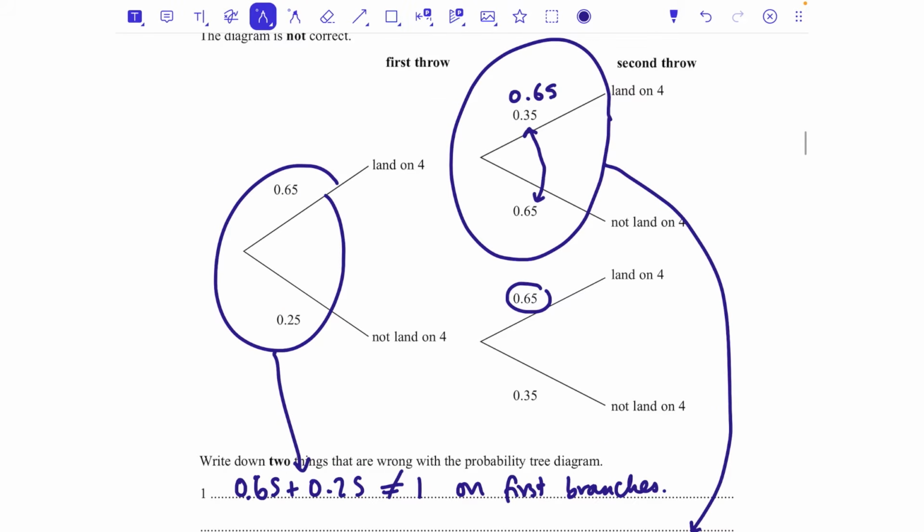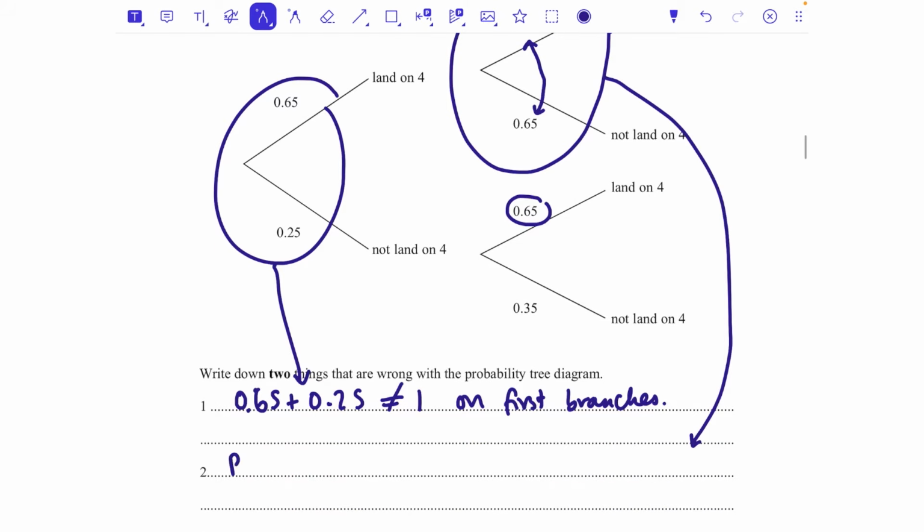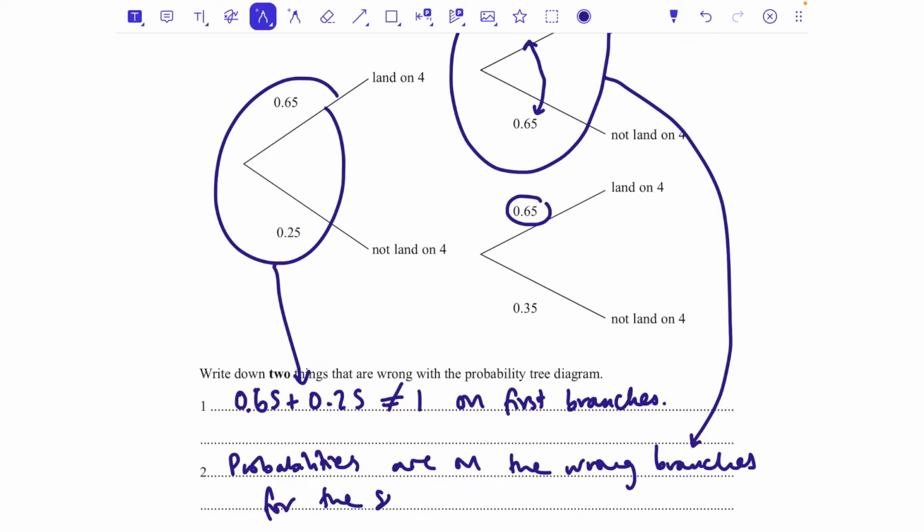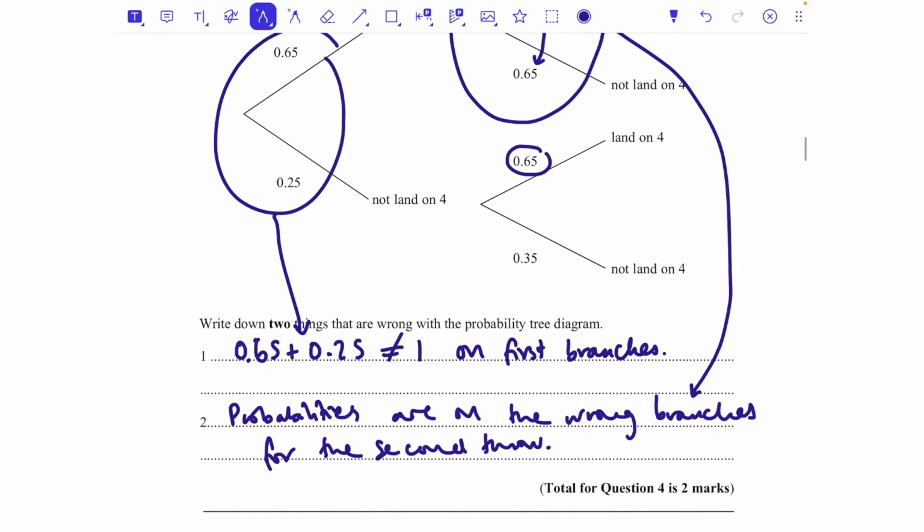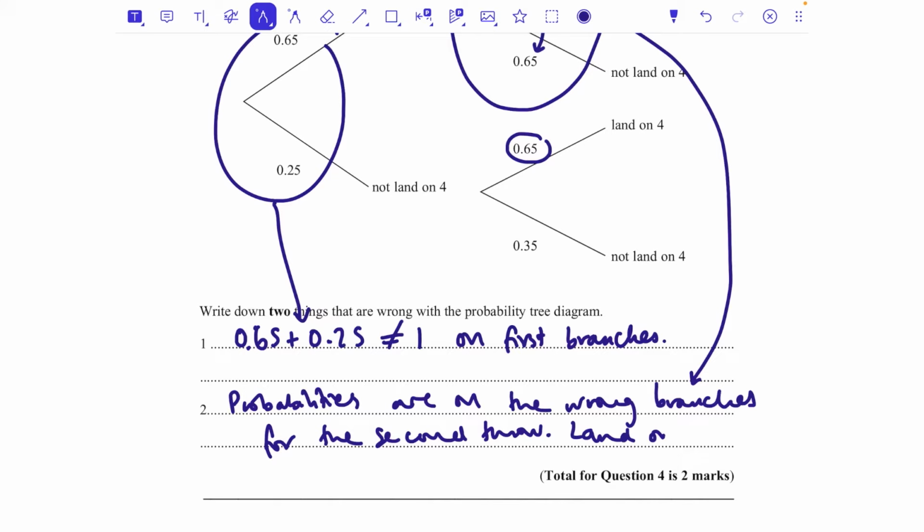So I'm going to say that the probabilities are on the wrong branches or the wrong way round for the second throw. I'm just going to be really clear and say land on 4 should be 0.65. If you just said they're the wrong way round on the second throw, it's not clear that you're talking about these ones at the bottom or these ones at the top. So just be really clear with that.